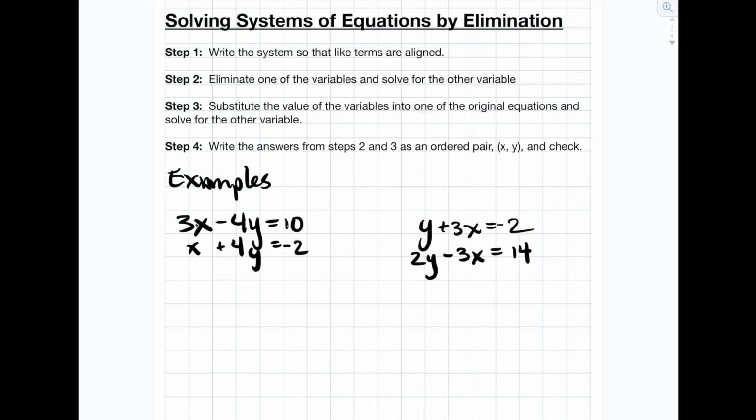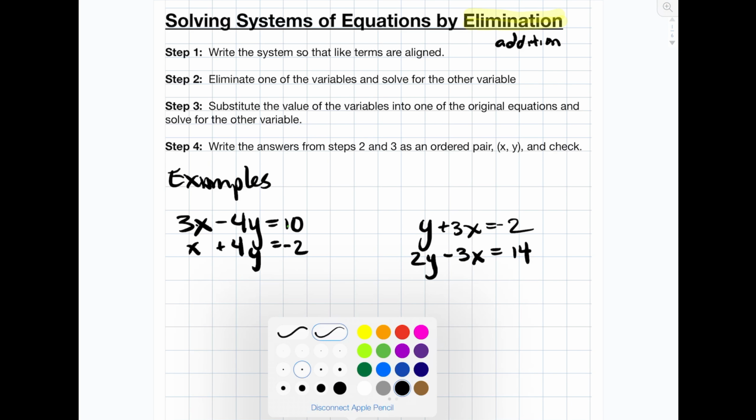Okay, this lesson is about solving systems of linear equations by elimination. Another name for the elimination method is the addition method, because what you do to these two equations is you add straight down. Let's take a look at these steps right here.